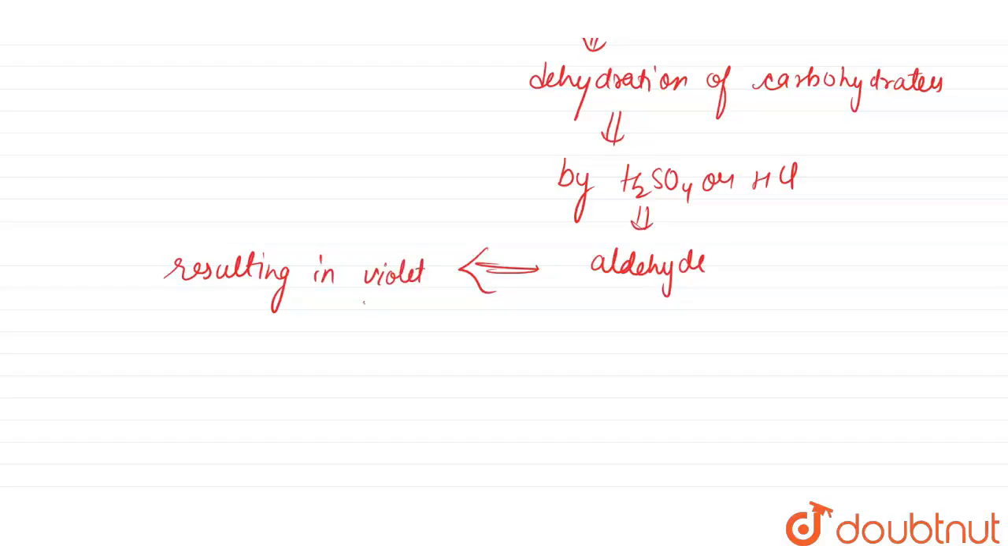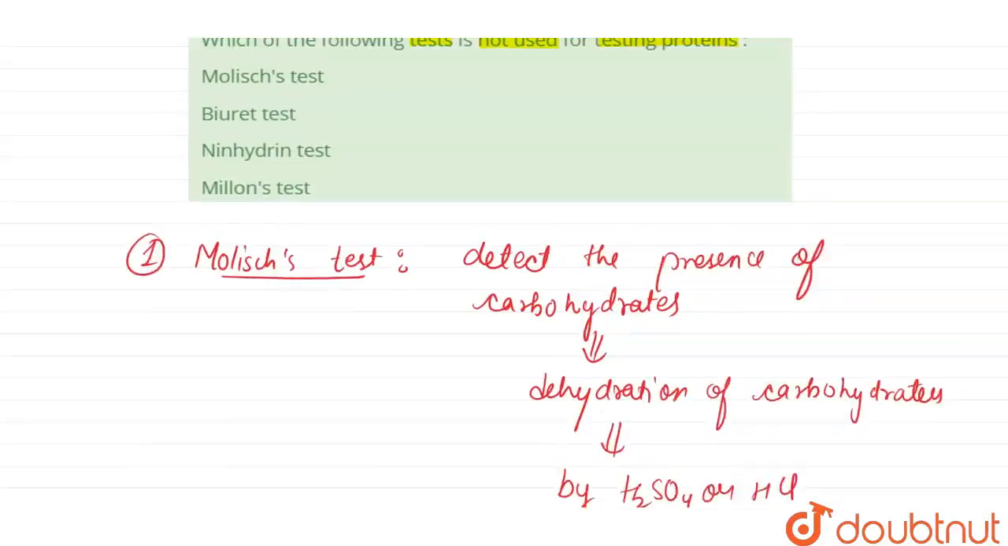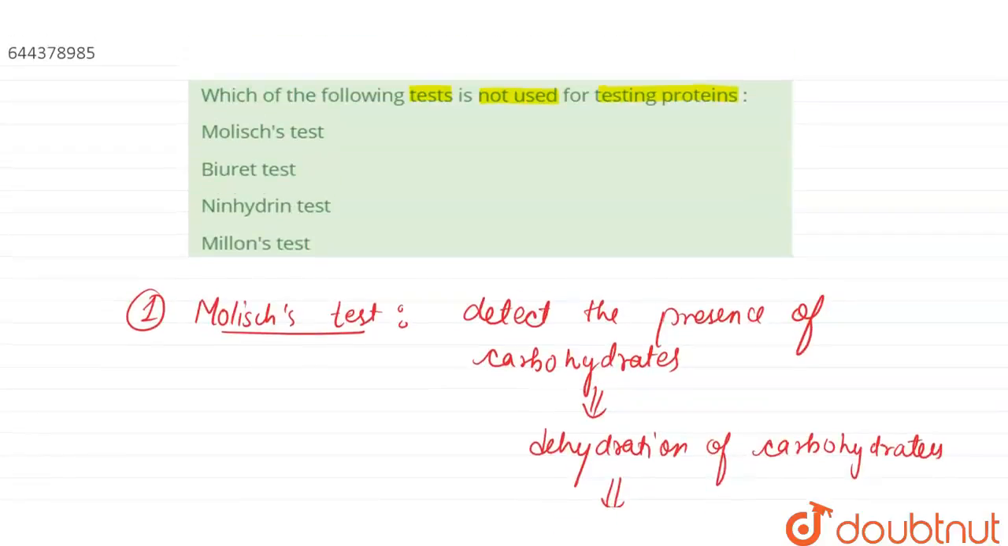That means this test is not used for the detection of proteins. So that means this is the right option because "not used" is there. So that means first one is correct. Now moving on to the second one, that is biuret test.